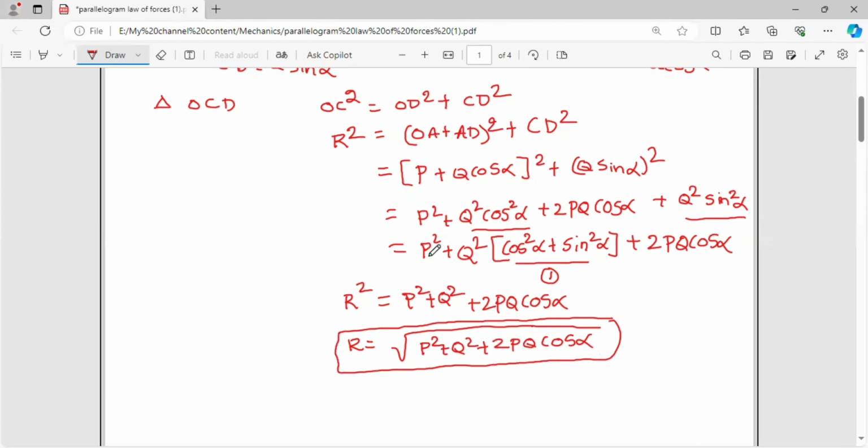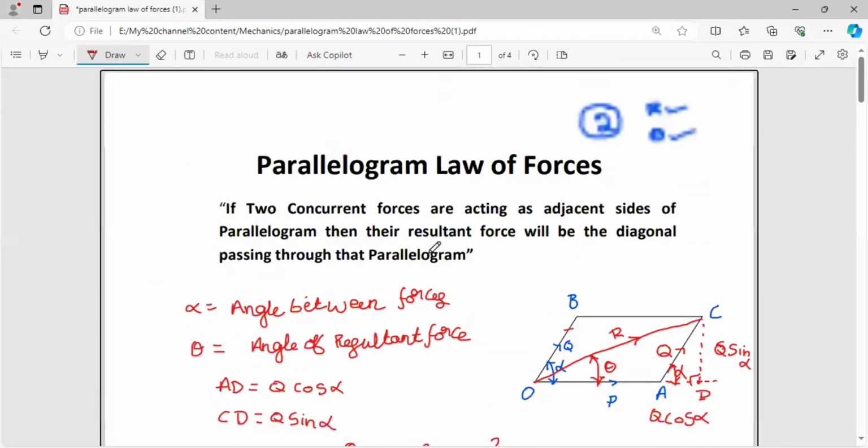Then coming to the direction. Direction means you have to find the theta value. You have to find this value.